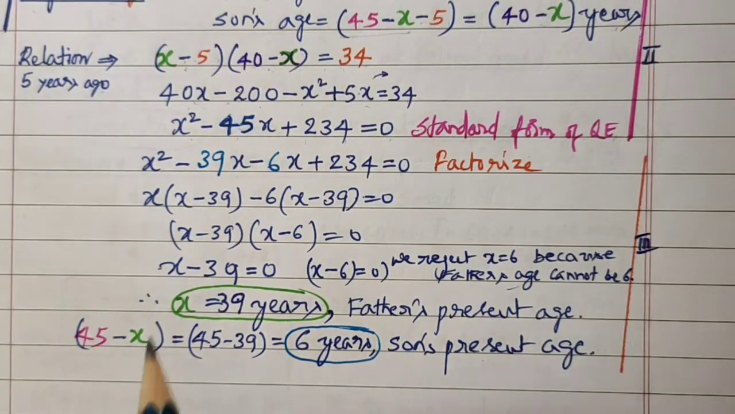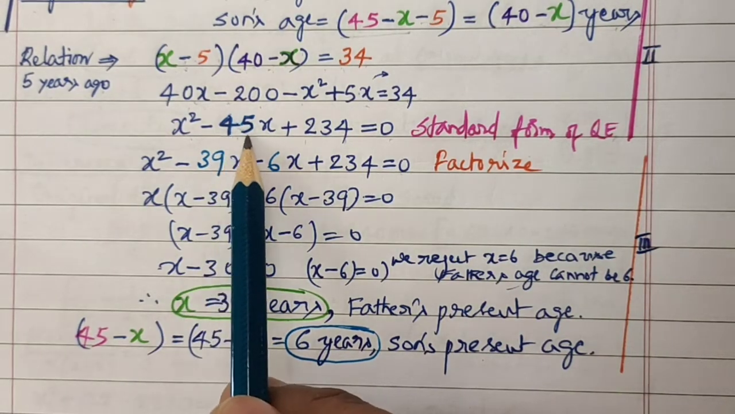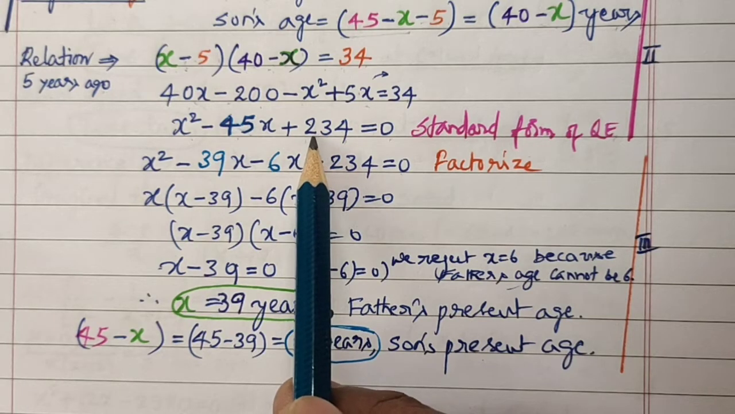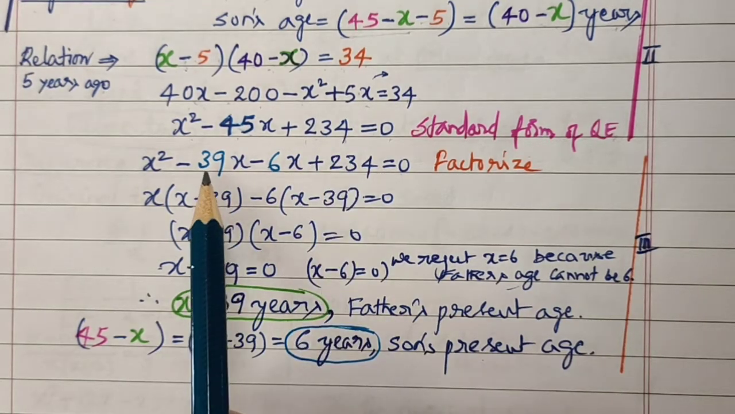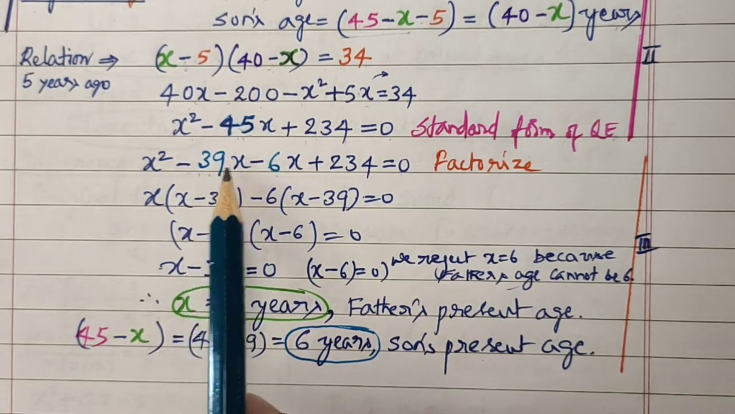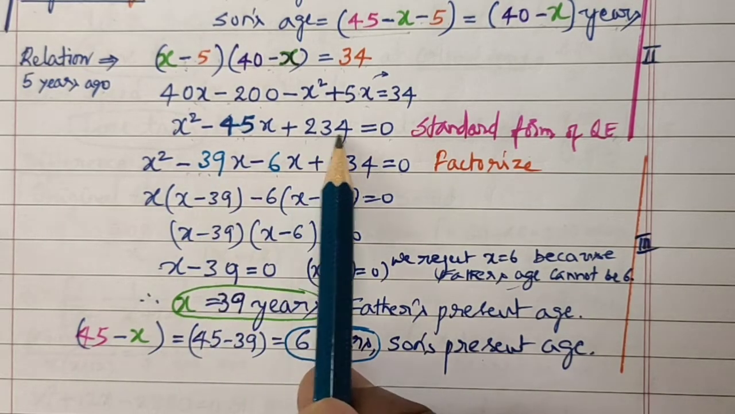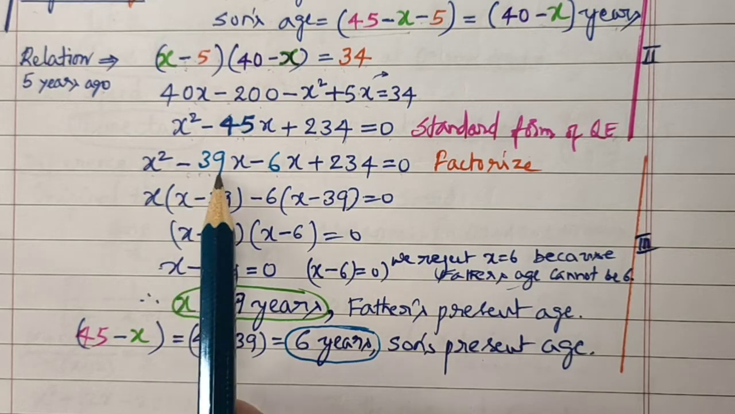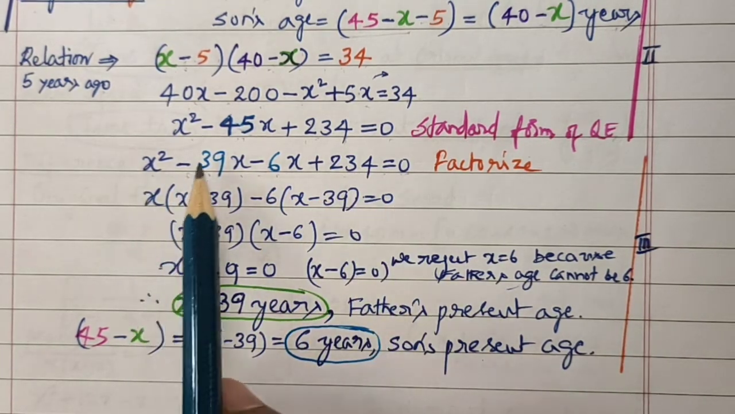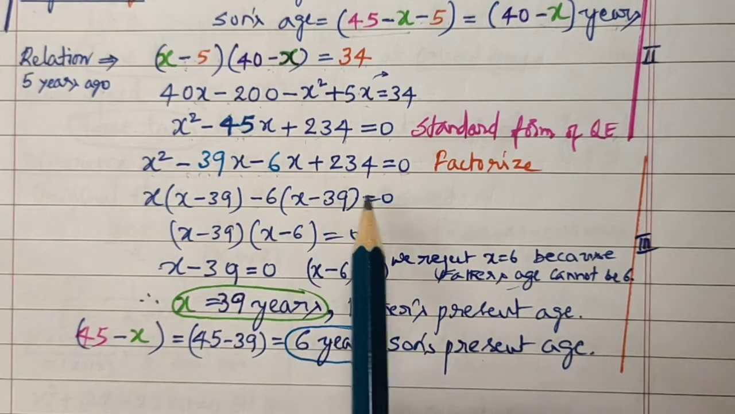Then factorize that. You split minus 45 in such a way that when you add you should get minus 45, and when you multiply you should get plus 234. When you add minus 39 and minus 6, you will get minus 45. When you multiply minus 39 and minus 6, you will get 234. So x square minus 39x minus 6x plus 234 is equal to 0. Take out x as common, x minus 39, minus 6 as common, x minus 39 is equal to 0.